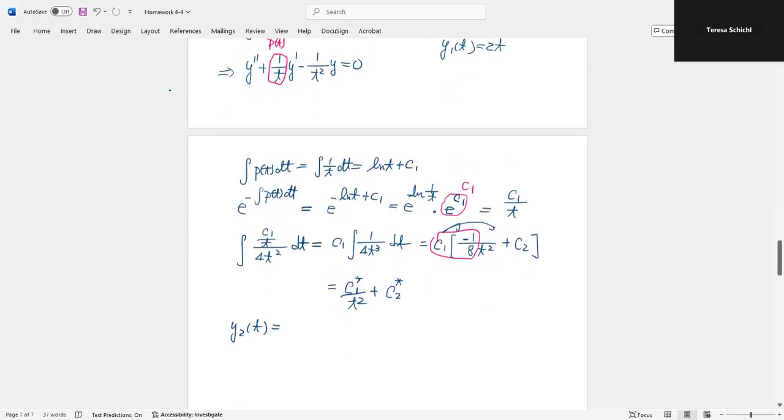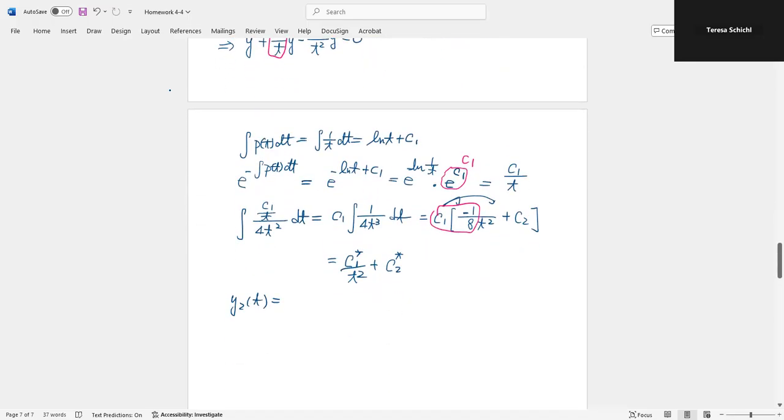Will just be y1(t) times this. y1(t) is 2t, then times C1 star t squared plus C2 star. Okay, so now I can call this one. So 2t, so this is a t. 2C1 star, I can call another C1 star here. Then 2t times C2 here, I can call this a C2 star t.